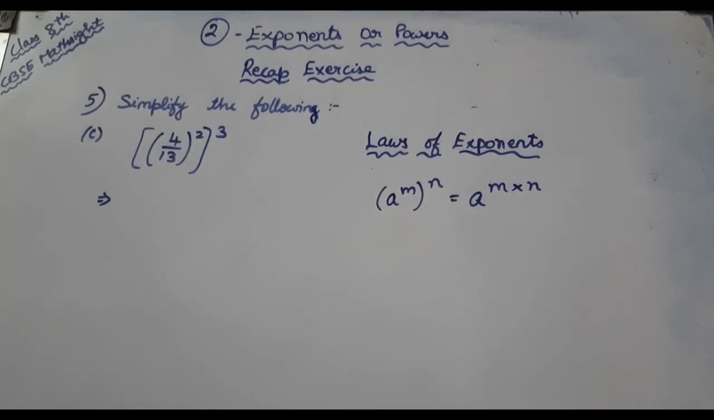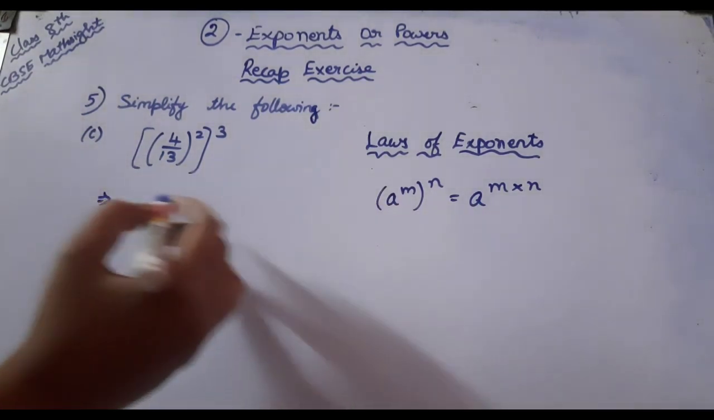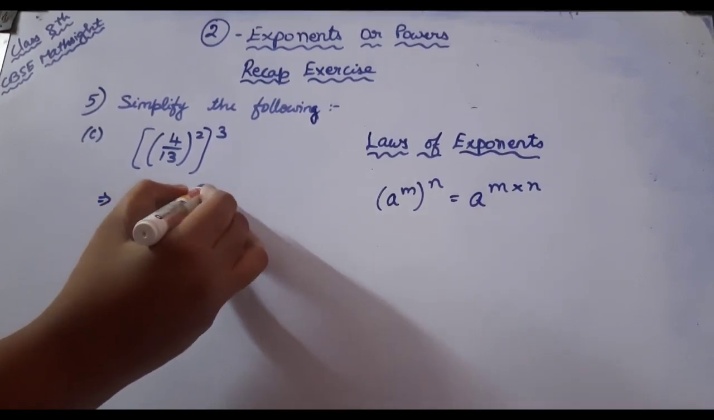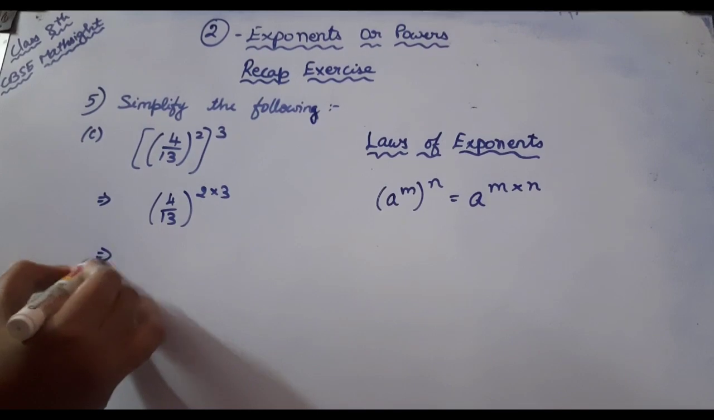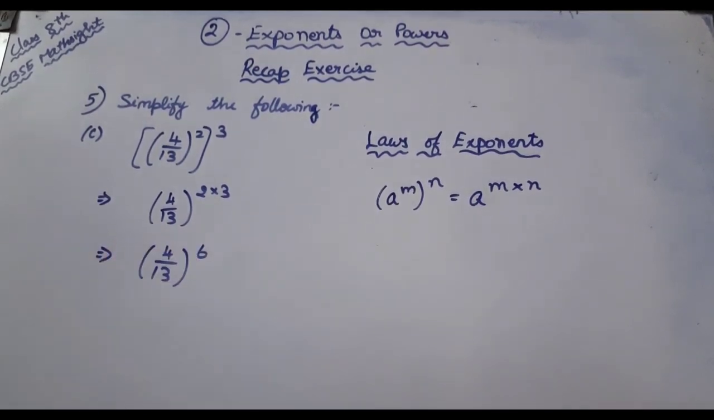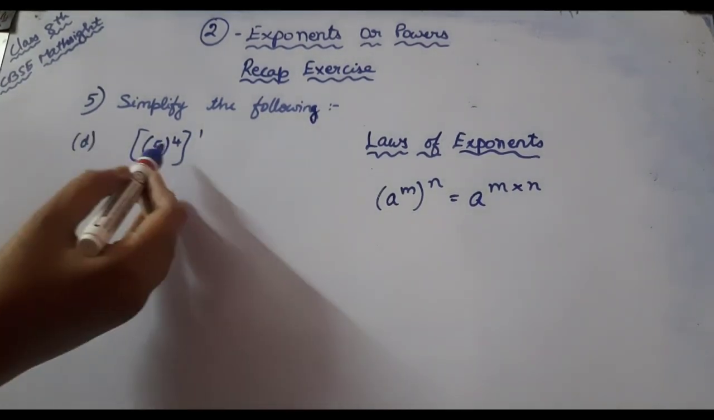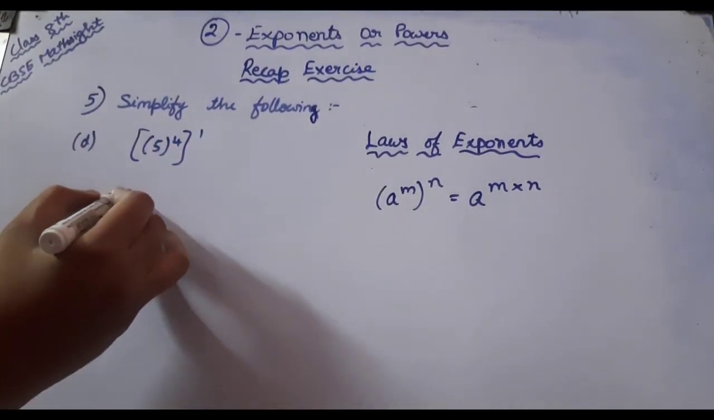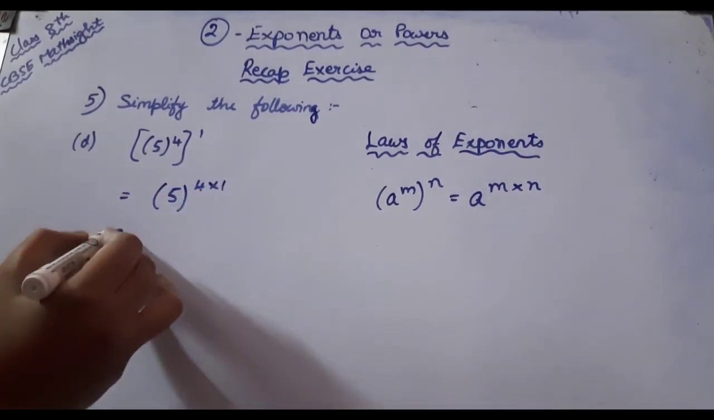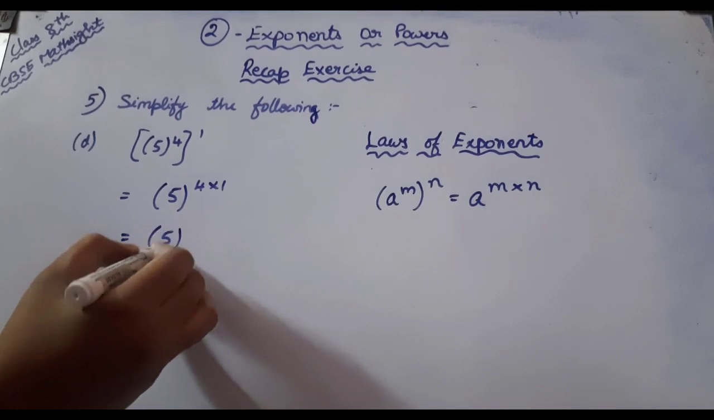The next sum we have is (4/13 to the power of 2) whole to the power of 3. We just have to multiply the powers, which will become 4/13 to the power of 2 into 3. So 2 3s are 6, so 4/13 to the power of 6. The next sum is (5 to the power of 4) whole to the power of 1. This can be written as 5 to the power of 4 into 1, which is nothing but 5 to the power of 4.